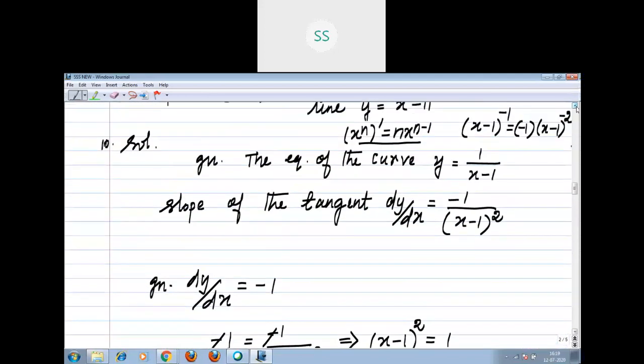Given the equation of the curve, you find that dy by dx is equal to minus 1 by (x minus 1) the whole square. What is the slope? It is given in your question. The slope of the tangent is represented by dy by dx, and dy by dx is equal to minus 1. So you are equating.